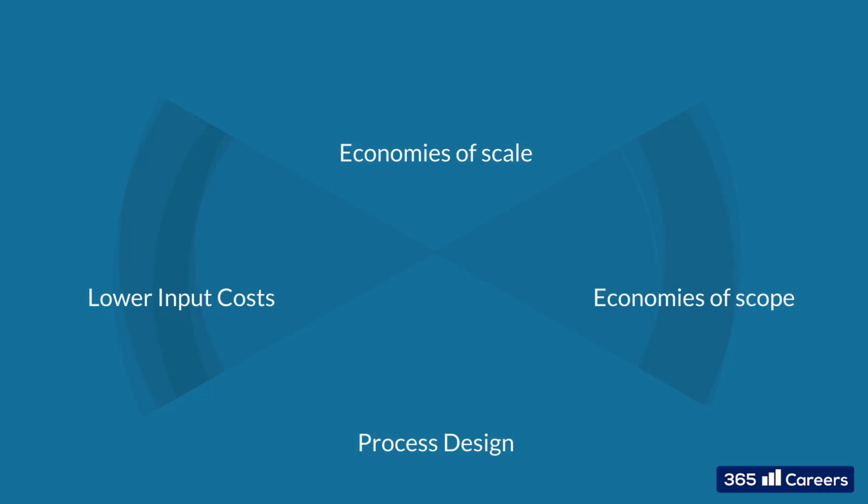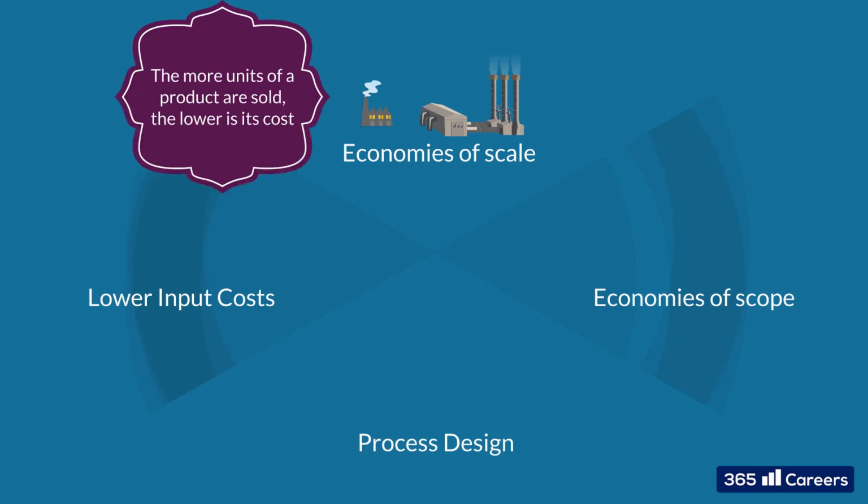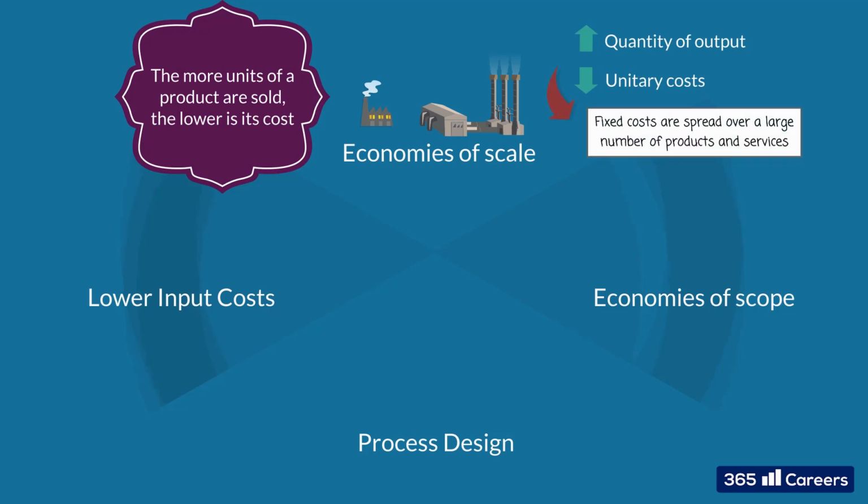One of the fundamental ways to push down unitary costs is to leverage economies of scale. The more units of a product are sold, the lower is its unitary cost, the cost of one unit. How come? Well, there are several costs which are sustained only once. These are the so-called fixed costs. There is an inverse relationship between the quantity of output and unitary costs, meaning the higher the output level, the lower the fixed cost per unit. The reason is that fixed costs are spread over a large number of products and services. Economies of scale are the main reason for the predominance of large corporations in most industries.